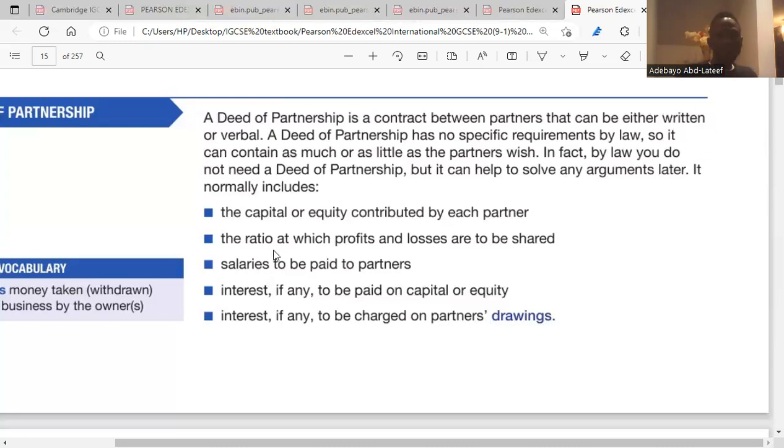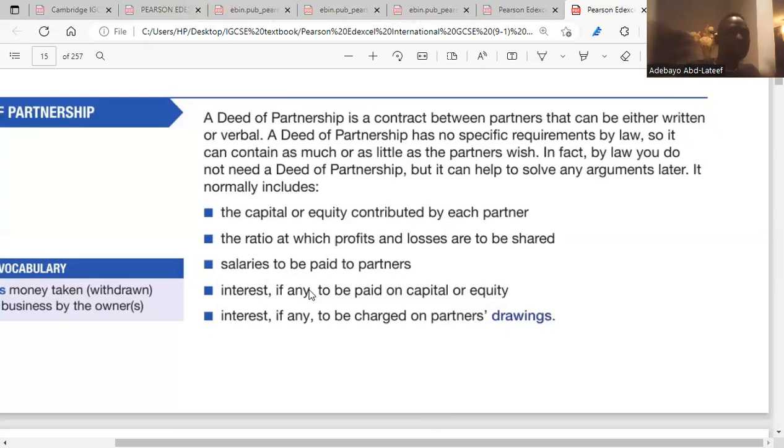Yes. The third one, salaries to be paid to partners. The amount of salaries, we talked about that already. The fourth one, interest, if any, to be paid on capital or equity. Sometimes the business might need more capital, and one partner might be willing to give that money into the business. But if he's doing that, he or she will get interest from the capital he's giving to the business.